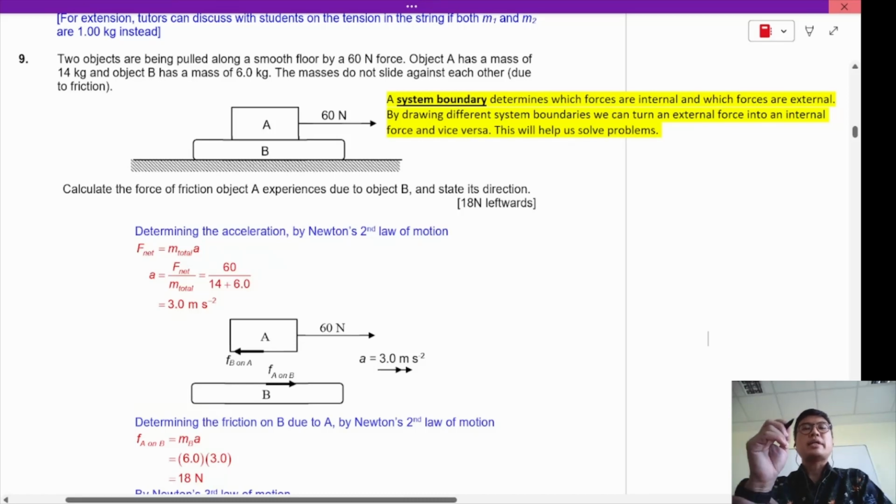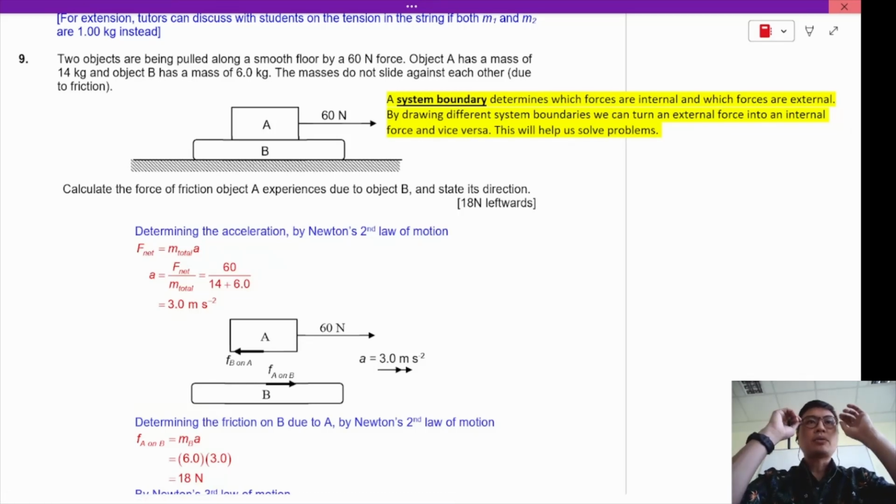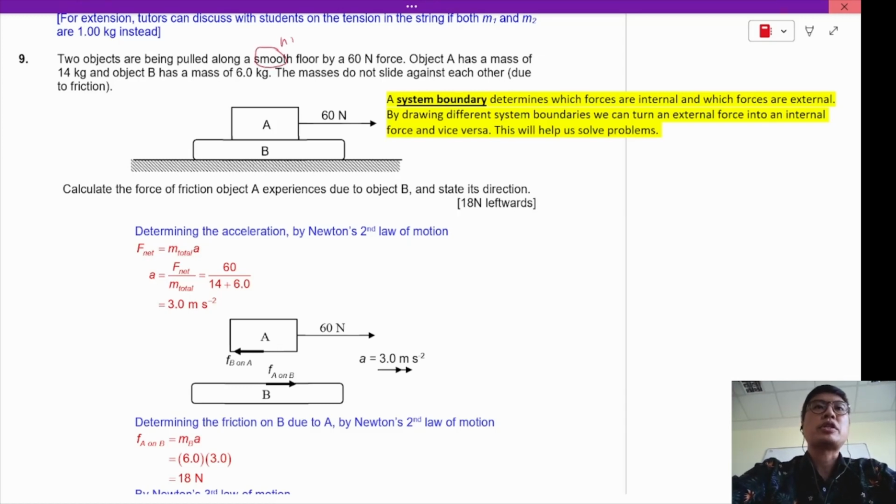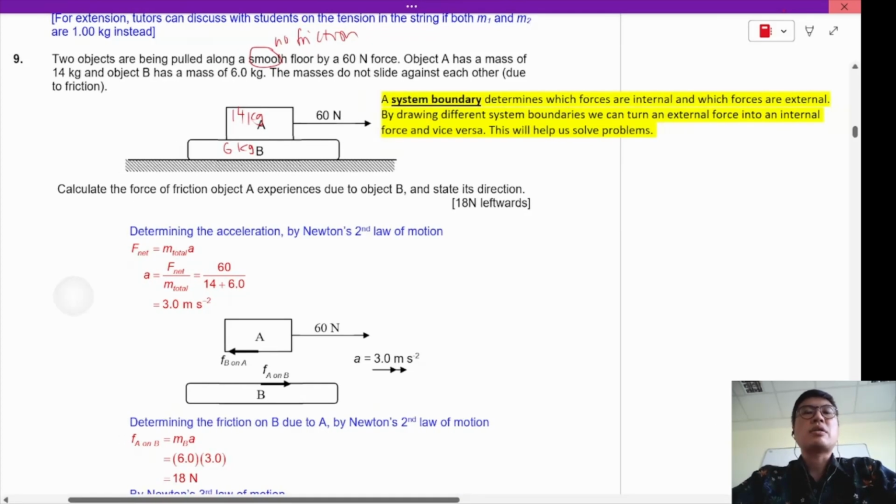Hello everybody, let's begin with question 9. Two objects are being pulled along a smooth floor by a 60 Newton force, smooth meaning no friction. Object A is 14 kilograms and object B is 6 kilograms. The masses do not slide against each other because they are sticky and stick to each other. Calculate the force of friction that object A experiences due to object B.